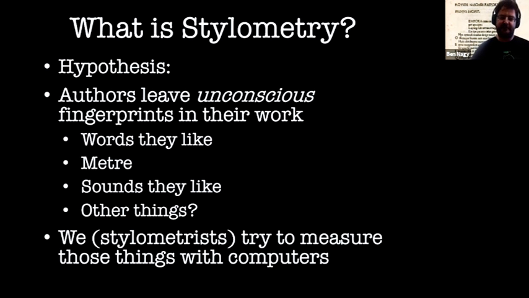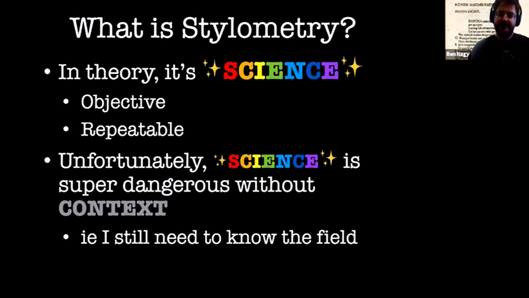So what is stylometry? The idea is that every author, or every artist really, leaves unconscious fingerprints in their work, and we can measure them. So in theory, we're doing objective, repeatable science. But you can't just go and run a computer on everything and say, oh, machine learning says that this is an outlier, therefore Ovid didn't write the Metamorphoses, because you'll just get laughed out of the academy.